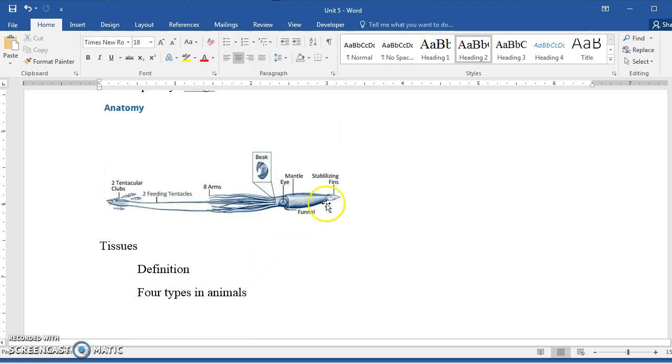Generally, they measure the mantle to give them an idea of relative size, because a lot of times when they wash up on the beach, the tentacles have been damaged, destroyed, or broken off.